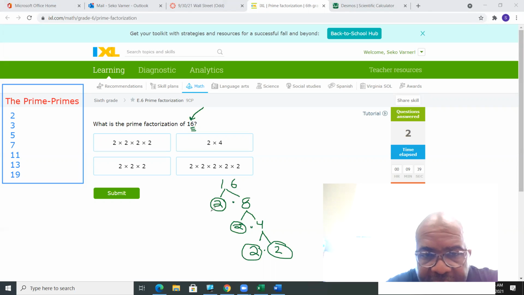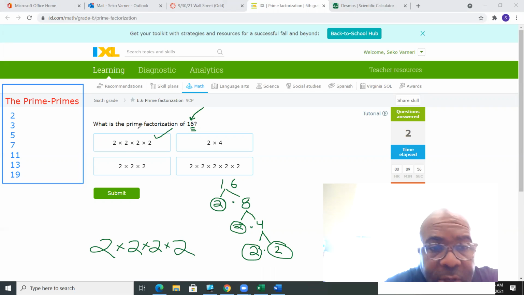So what do we have? We have 2 times 2 times 2 times 2. Let me see. 2 times 2 times 2 times 2. That looks good. I think that's the answer. 2 times 2 times 2. No, there are 4 2's here. There are only 3 here, so that's not the answer.